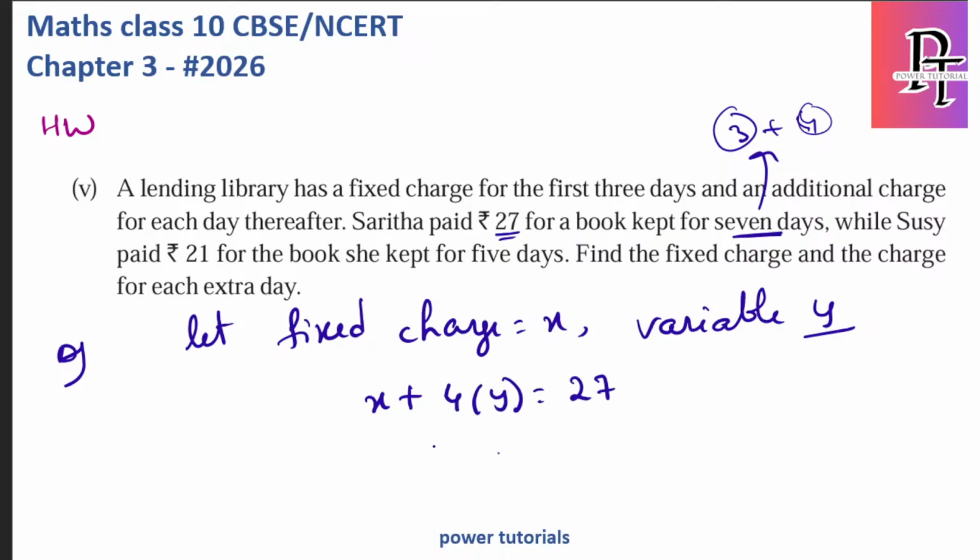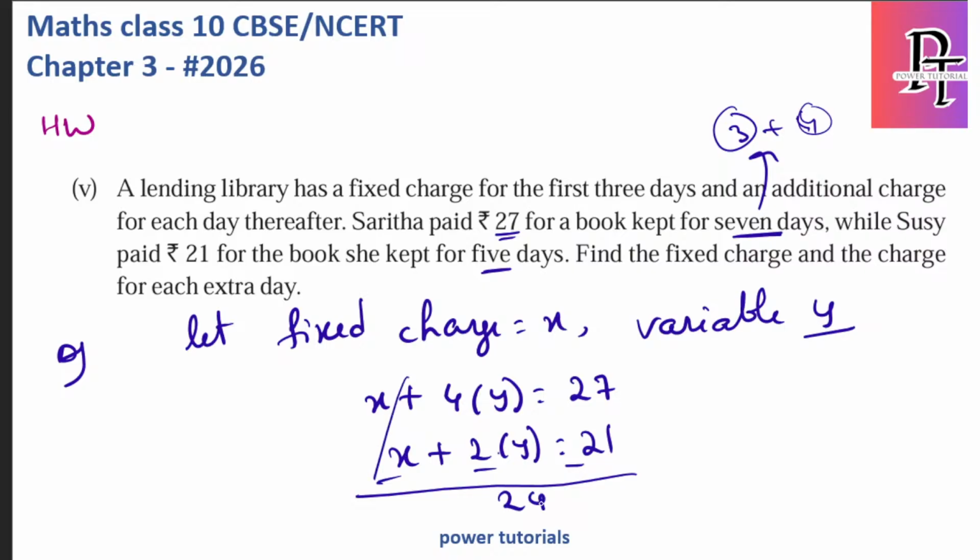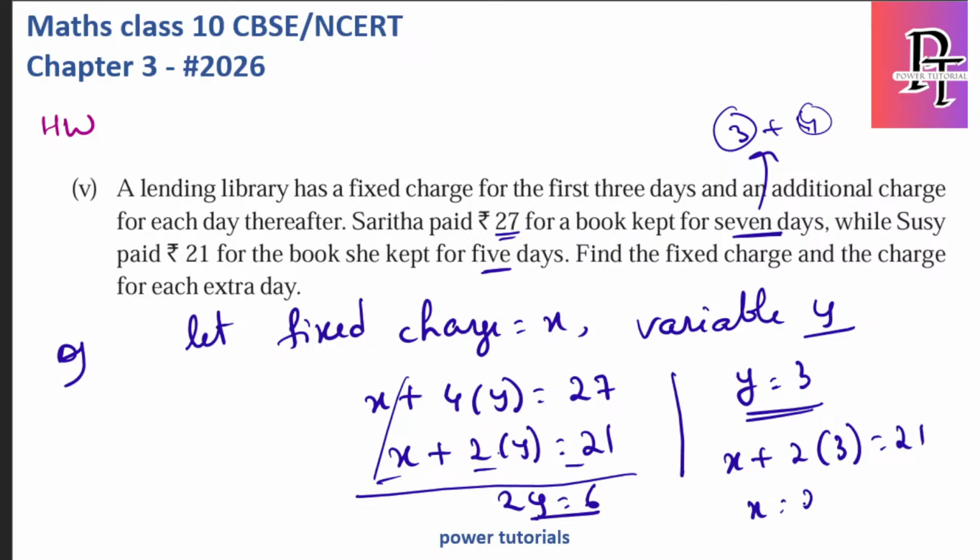She paid 27. Same way, what about Susy? 3 days plus total how many days? 5 days. So she will pay variable charge only for 2 days. So x plus 2y is equal to 21. So simply subtract. 4 minus 2 is 2y. 2y is equal to 27 minus 21, which is 6. So y is equal to 6 by 2, which is 3. So variable is 3. Substitute in one of the equations. First substitute in second equation. x plus 2 into 3 is equal to 21. So x is equal to 21 minus 6, which is 15.